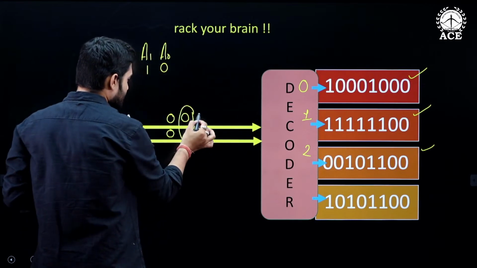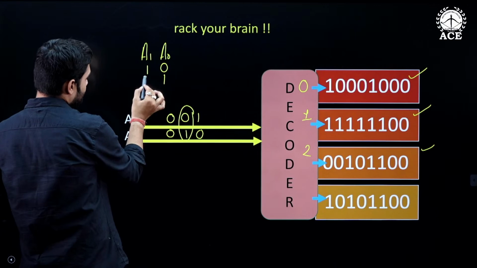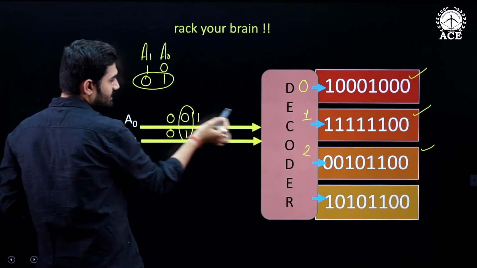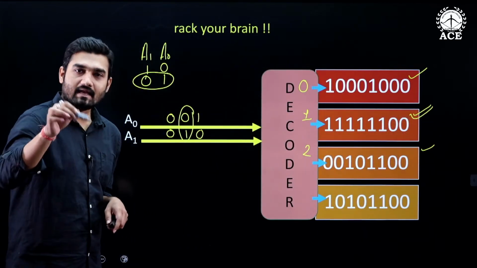Now let me take this one. 1, 0. That means A0 is 1, A1 is 0. With this particular binary format, which location? I think this location is going to be addressed. Okay, I'll come to that question.